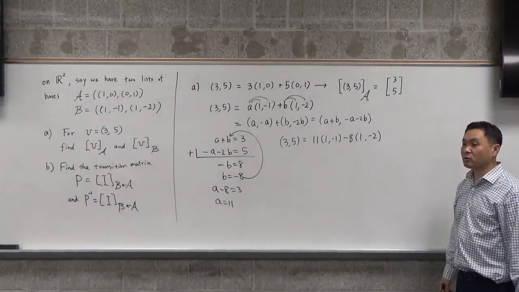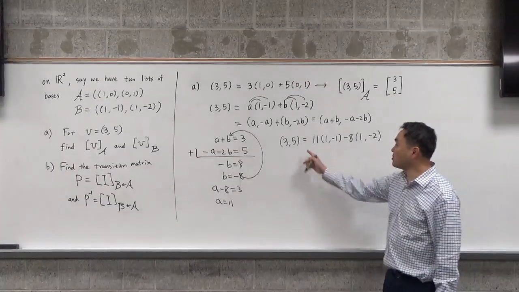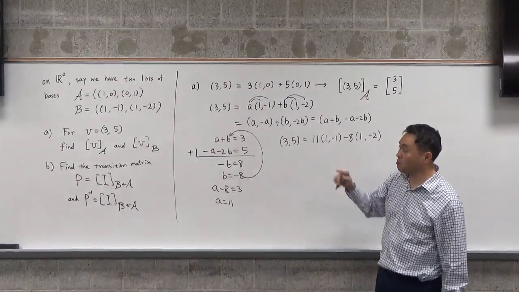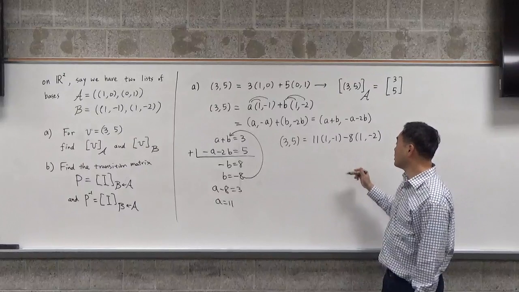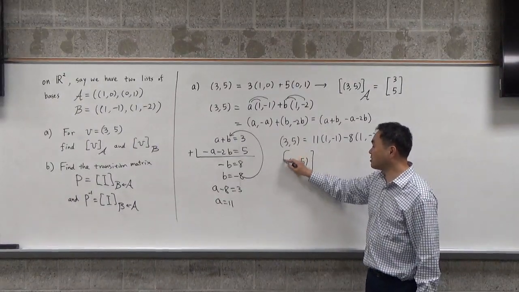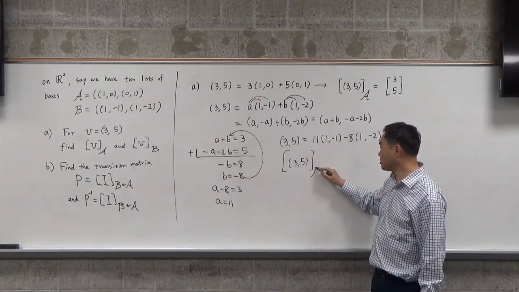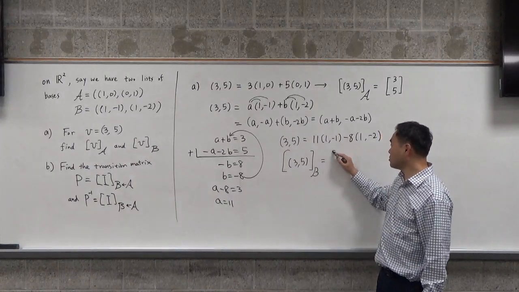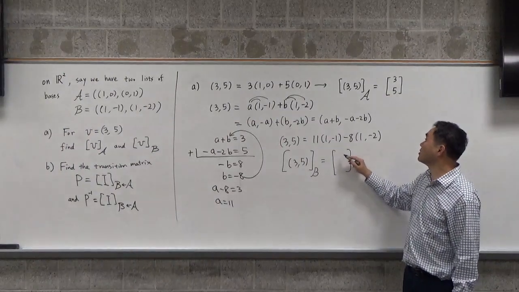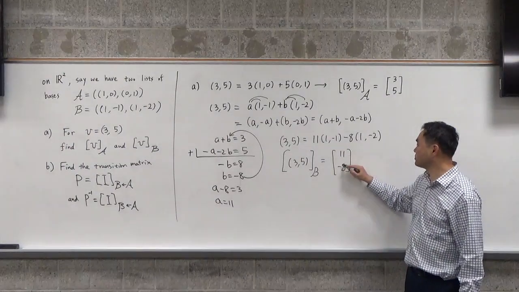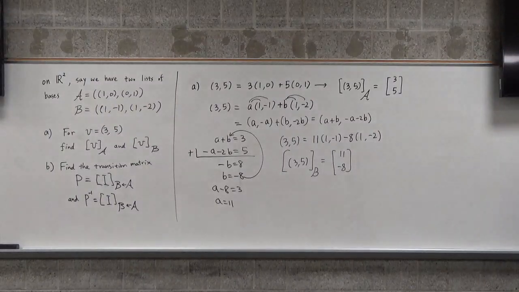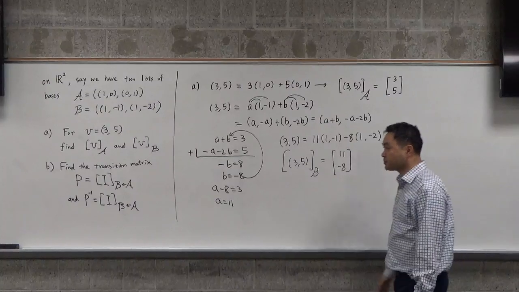Okay. So once you've made this vector a linear combination of the basis vectors from the list B, what does that mean? (3, 5), if you represent it as a column vector using this basis B, this should be what and what? 11 and -8. Yeah, 11 and -8. And that's what this symbol means. Is that okay? All right.